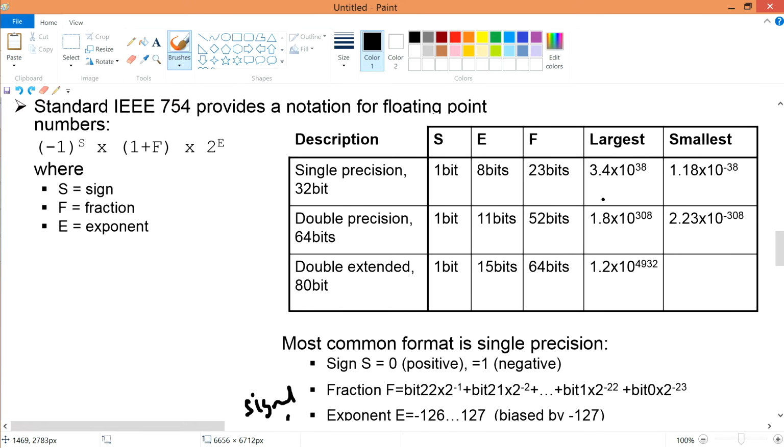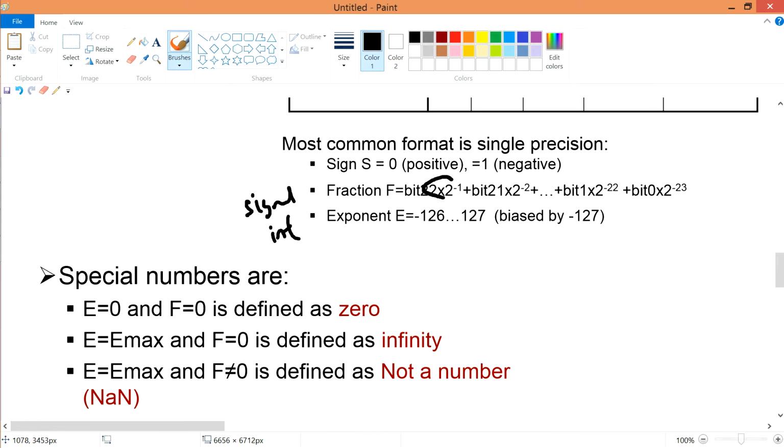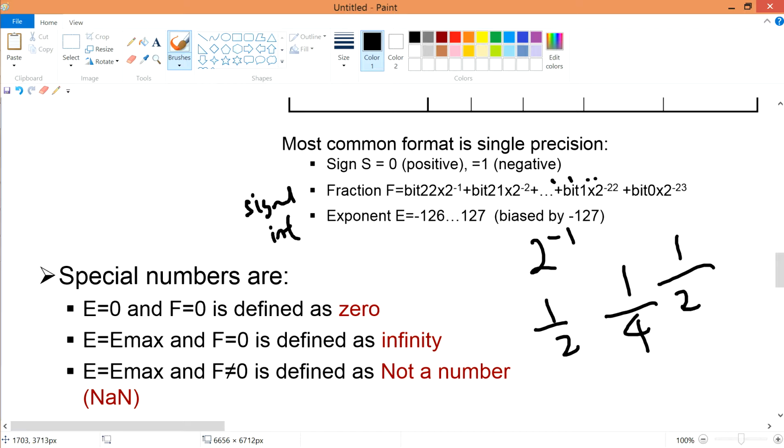Before I go further, what is bit 22 times 2 to the negative 1? Bit 22 is whatever bit that you are looking at, times 2 to the negative 1, which is actually half. 2 to the negative 2 is actually 1 quarter. 2 to the negative 22, if you were to say so, will be a very precise number. Alright, all the way. So a 32-bit system can be represented in that.